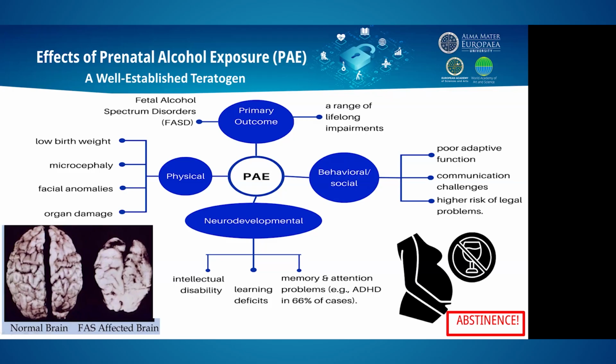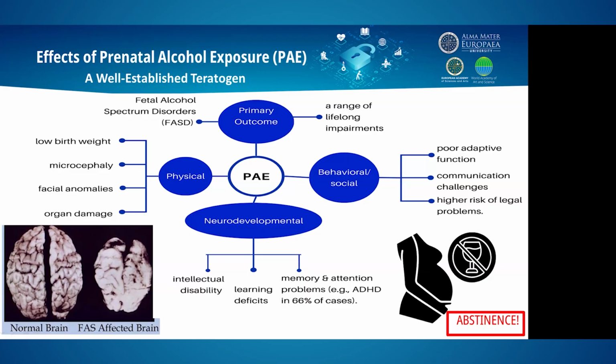So when we looked at the effects of prenatal alcohol exposure, the evidence is clear and robust. It is a well-established teratogen. The most common consequence is FASD, or fetal alcohol spectrum disorder. It isn't just one thing, it is a spectrum of lifelong impairments. Physically, it can cause distinctive facial features, low birth weight, microcephaly, and damage to vital organs.